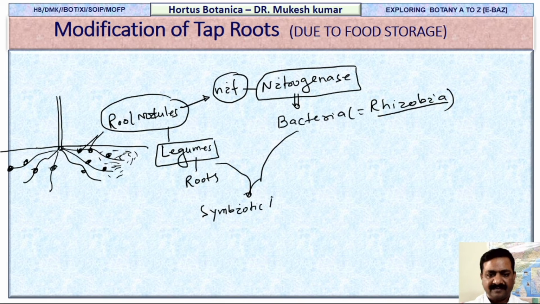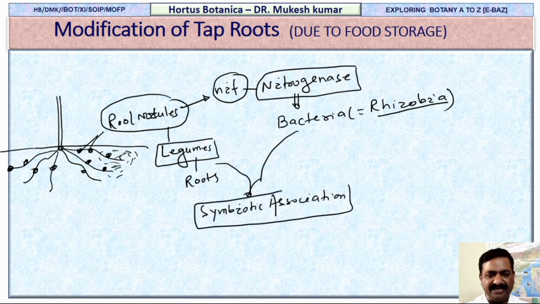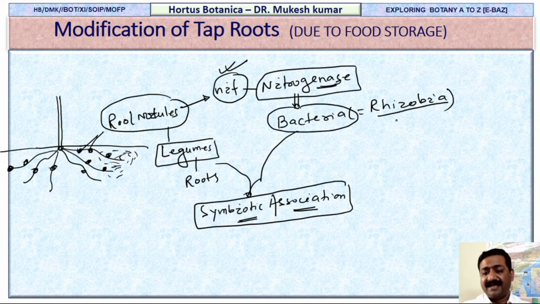We will study this symbiotic association in detail in mineral nutrition; the whole chapter is there in physiology. Due to this symbiotic association, the plant gets nitrogen fixation with the help of the enzyme. Nitrogenase is only present in the bacteria, for example Rhizobium.